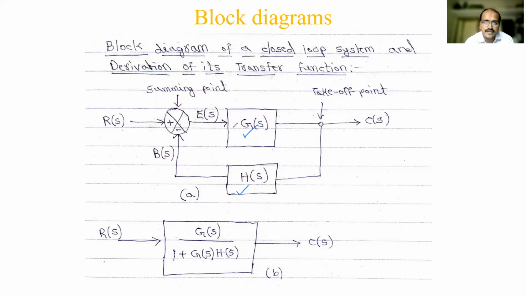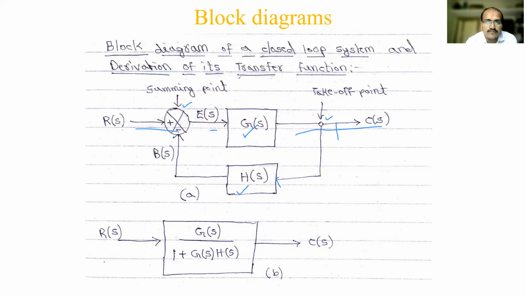Then the second thing is arrows. You are seeing arrows here: R of S coming to a summing point, then E of S coming to this one, and then C of S going out of G of S. Then the same thing goes to this one. So these are arrows. The third thing is the summing point, which you have over here. The fourth one is the takeoff point. This is normally not written as a small circle, we just take it like this, meaning here it is a branching of a signal. So all 4 things are shown here.